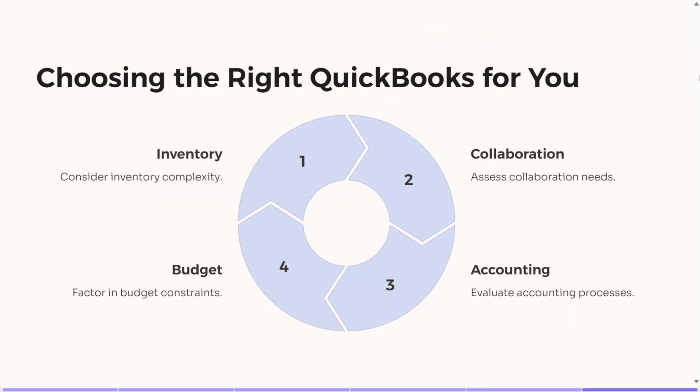So having a look now at choosing the right QuickBooks version for you, of course, you need to consider your inventory complexity. You need to consider your collaboration needs. You also need to evaluate your accounting processes. And then lastly, you need to factor in budget constraints, because they do have different costs. So you need to know which one is going to work for you best. So there you go. You can see now that each one is built for specific use cases, and you can go ahead and try both of them and see which one works for you specifically.